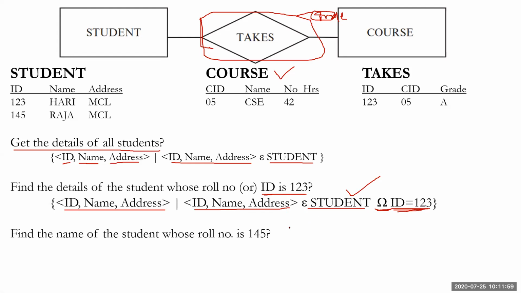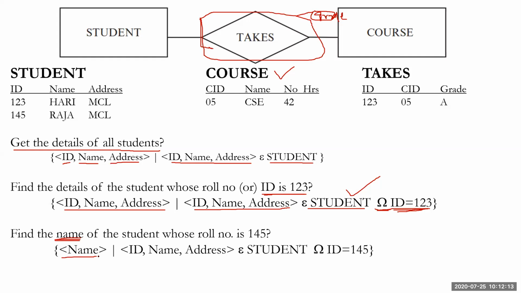You could also specify, find the name of a student. I'd like to display only name. I don't require all other fields. I may require only name. So the name of the student, where all fields belong to student, such that ID is equal to 145. I need to display only name, and the entire table attributes belong to student, such that ID is equal to 145.